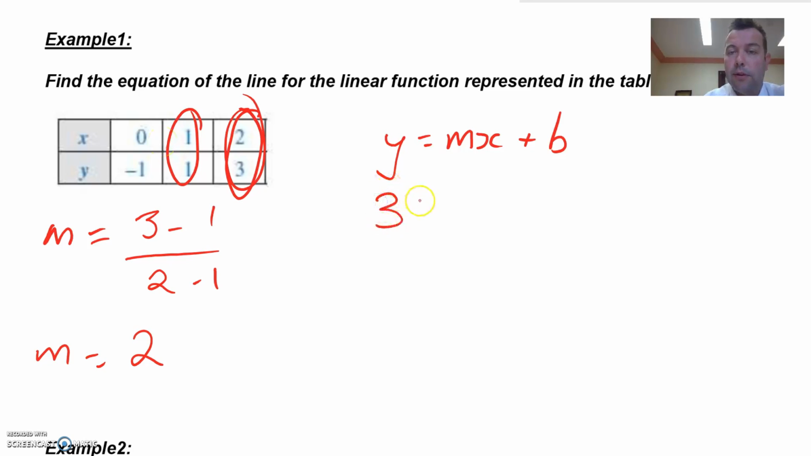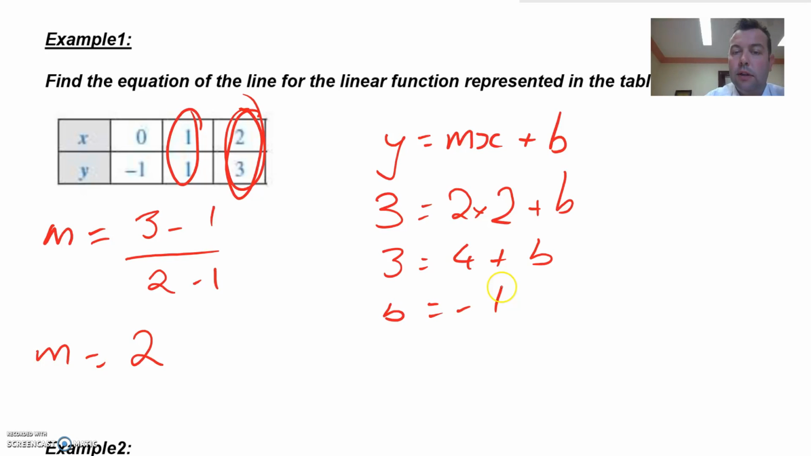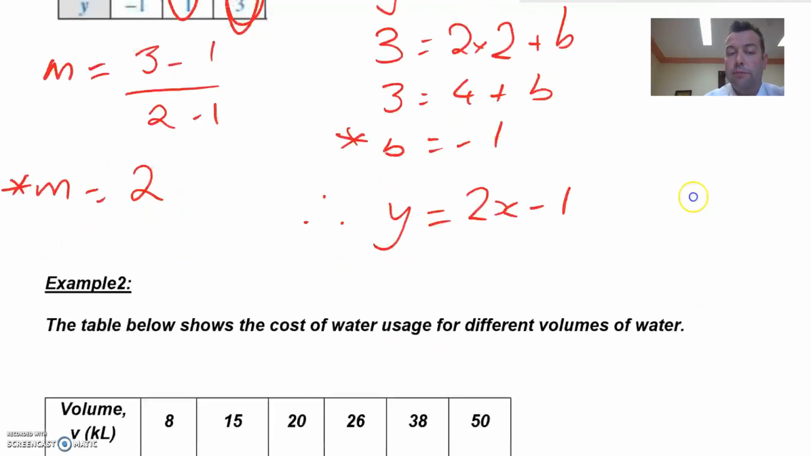So I'm going to say 3 equals 2 times 2, that's y, that's m, that's x, plus b. So if 3 equals 4 plus b, b equals negative 1. Therefore, first part of the answer, second part of the answer, our total answer is y equals 2x minus 1. Just like that. There are going to be 3 steps to doing these each time.